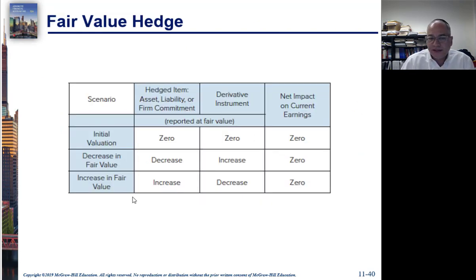And this is kind of how the book explains it. You have the hedged item, which is, let's say, an available for sale security, and you have a derivative instrument, which is designed to offset it. So if the hedged item goes down in value, the derivative is going to go up. You'll have a loss here, let's say if it's an asset, and you'll have a gain here. They'll offset each other, and then there's no impact on earnings. And it could go in the other direction, where the asset increases in value, the derivative decreases, and then again, no effect on earnings.